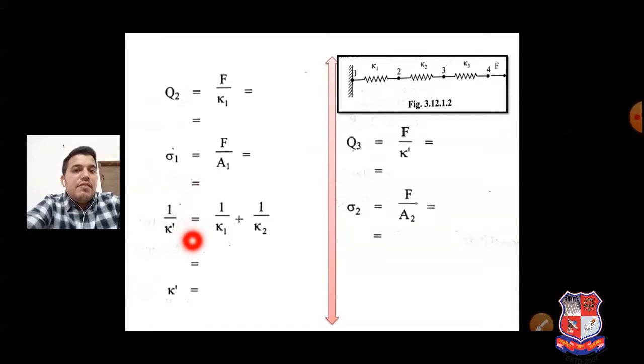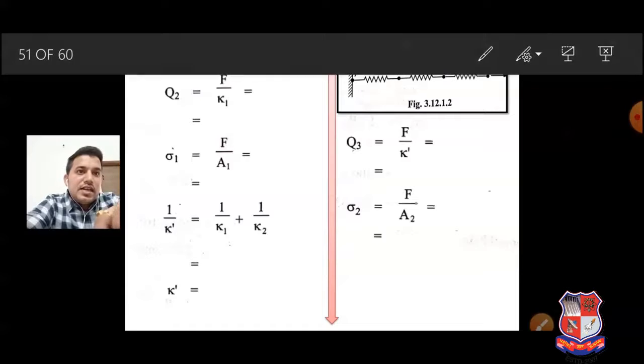So 1 upon k dash, meaning we have to find k dash. For 2 springs, first 1 by k1 plus 1 by k2. So let's see, we are starting with the first. To find this we have to find q2. We know why we are finding q2 and q3. So q1 is already 0 due to the fixed point. So that's why we want to find the stress at the first node and the stress at the second node. For that purpose we are searching for this. Let's start.